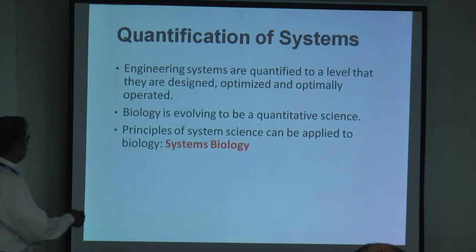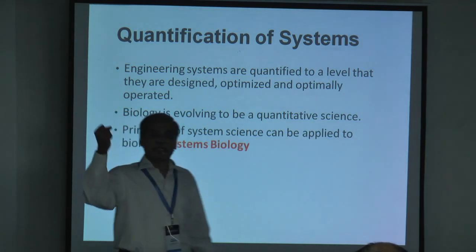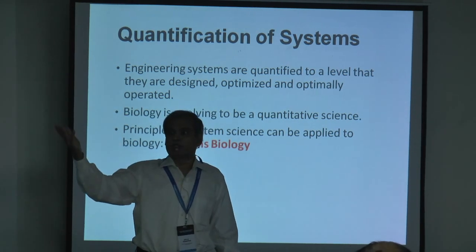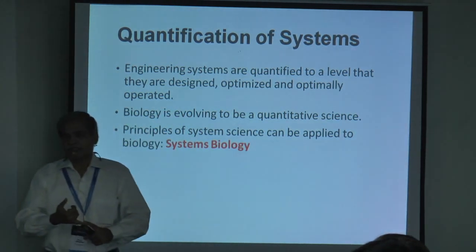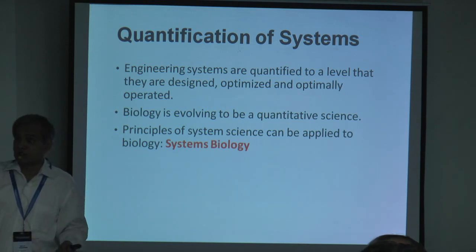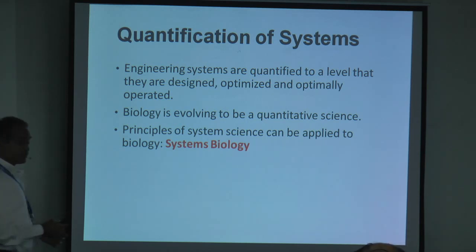But as I was indicating, engineering systems are quantified. It is quantified to the level that we can design them, we can optimize them, and we can optimally operate. Right? So we now have the capacity to send a satellite and to go around the sun. How are we able to do it? Because we know the physics, we know the complete design, we understand how the systems operate, all the quantification is known. I know how to escape gravity, right? So I can design a system. So that's why it is completely quantified.